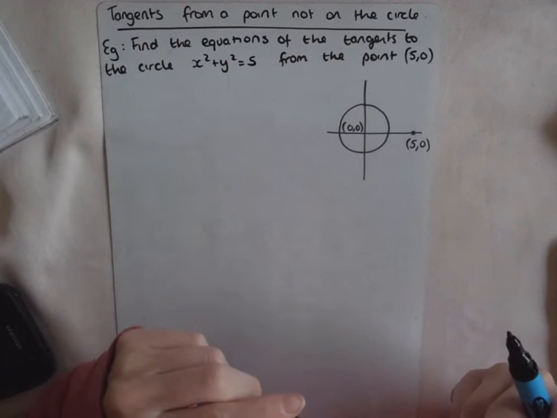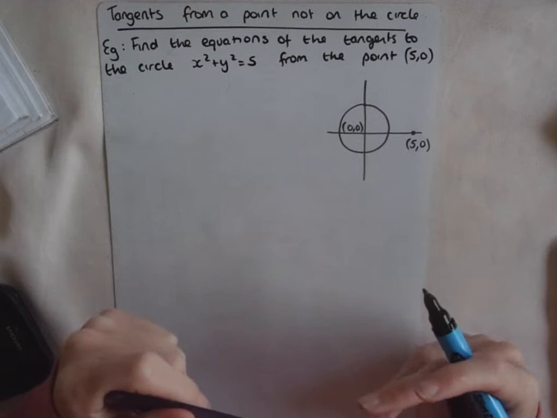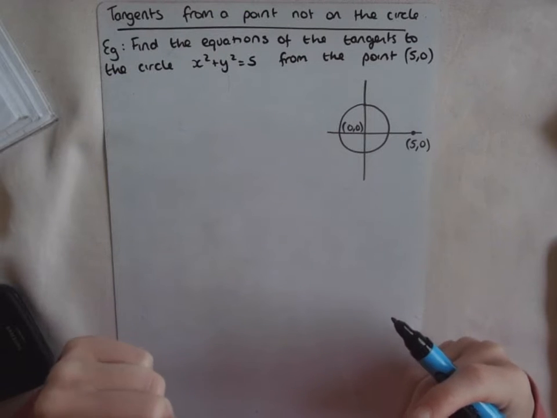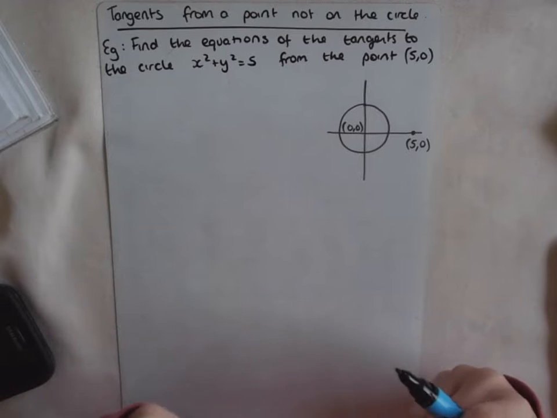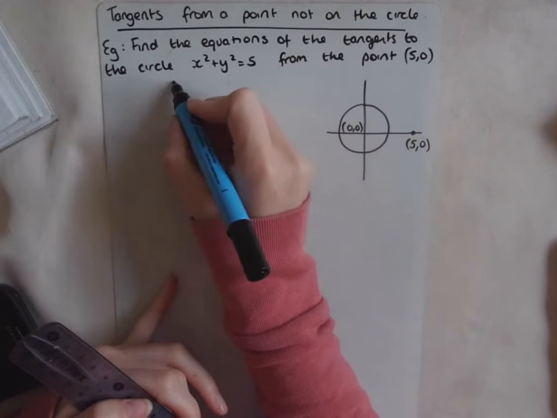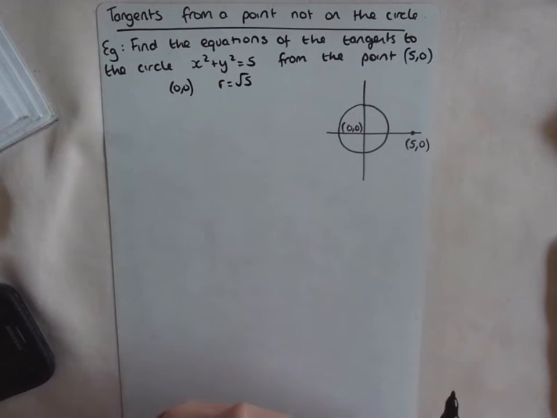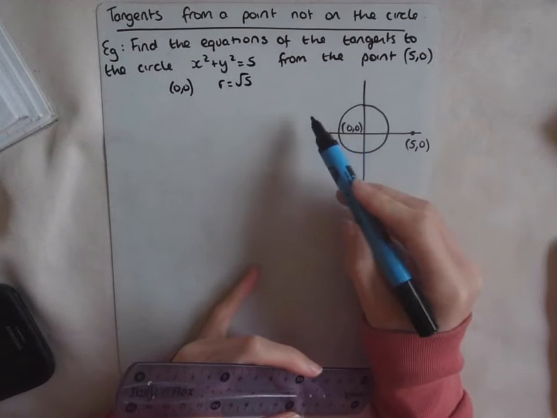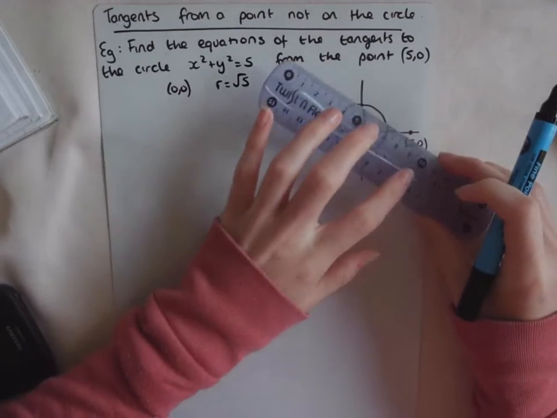Okay, so now we're going to find the equation of tangents from a point that's not on the circle. So find the equations of the tangents to the circle x squared plus y squared equals 5 from the point (5, 0). So I know that my centre here is (0, 0) and my radius would be root 5. I've just drawn a quick sketch of it, and I'm looking for the tangents from this point to this circle. So there's going to be two tangents.